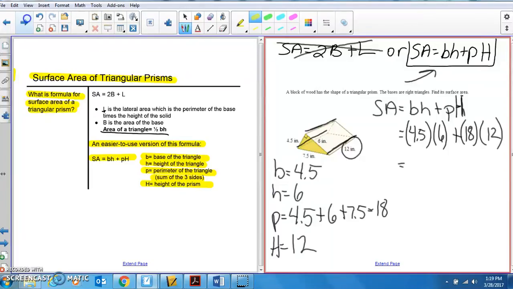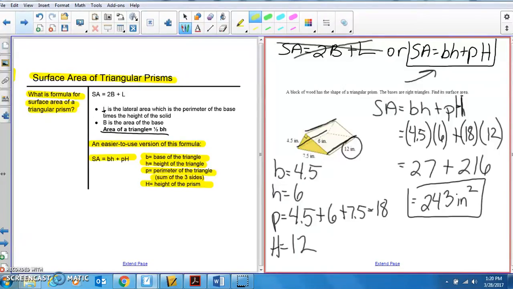So what I'm going to do is multiply 4.5 times 6. And when you multiply those together, you get 27. And then we're going to multiply 18 times 12. And when you multiply those together, you get 216. So to find our surface area, we add 216 plus 27, and you get 243 inches squared. So our surface area is 243 inches squared.